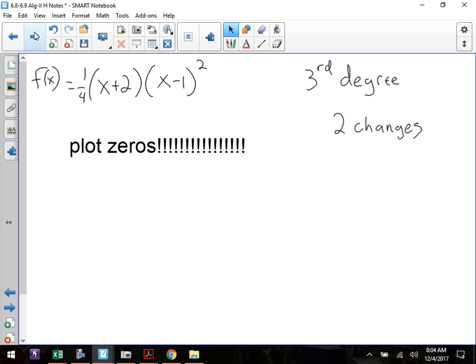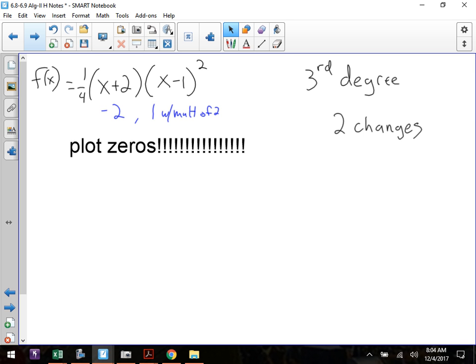It's a 3rd degree polynomial. Your tails are down, up. You have zeros at -2 and 1 with multiplicity of 2. The reason we say it's multiplicity of 2 is because there's 2 of them. We go from there.